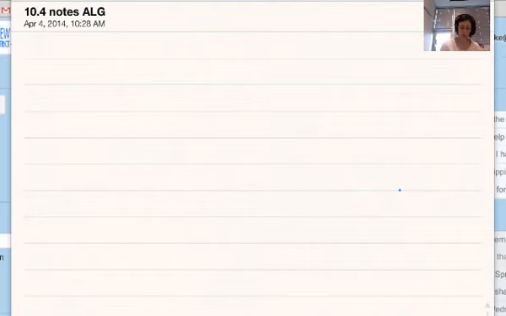Okay, so here we go. 10.4 is about solving polynomial equations in factored form. So let's start by talking about the zero product property.